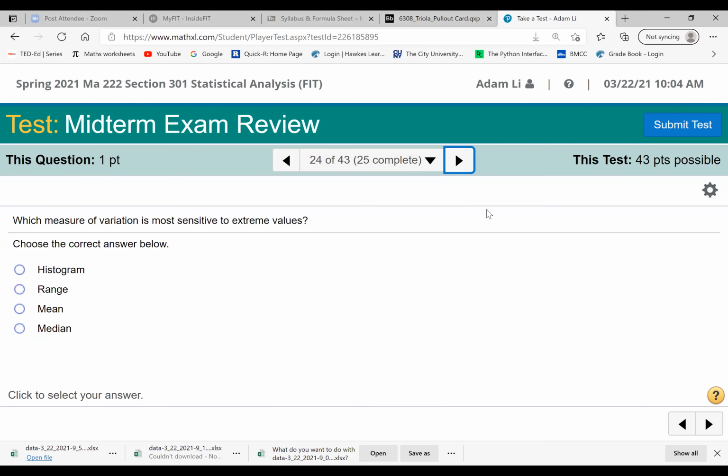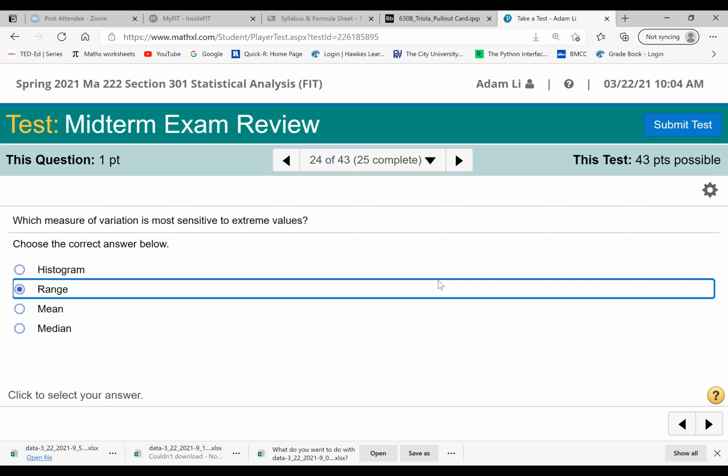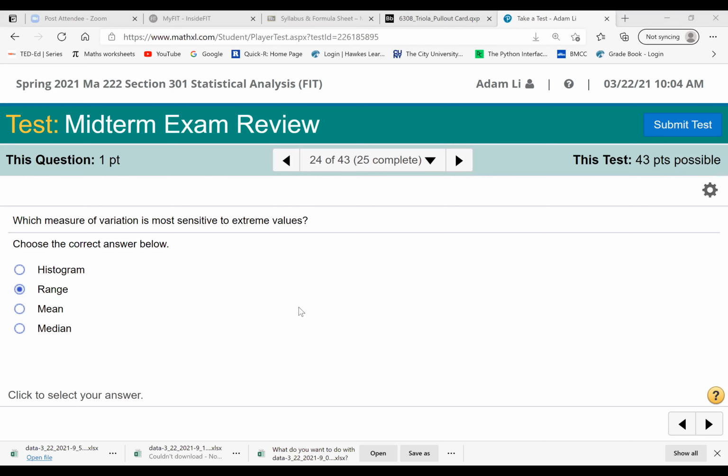Now let's go to 24, which measure of variation is most sensitive to extreme values: the range, histogram, mean, median? It's got to be the range, because range is maximum value minus minimum value. Either one of those could be an outlier, or an extreme value. So that's why range is most sensitive to extreme values.